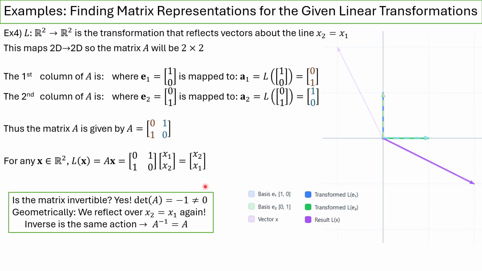And this is also an invertible transformation, and therefore an invertible matrix. The determinant is -1. Again, that's non-zero, so we know right away our matrix is invertible. Geometrically, this is intuitive. If you swap your x and y coordinates and then swap back, you get back to the original vector. Therefore, the transformation is actually, again, its own inverse.